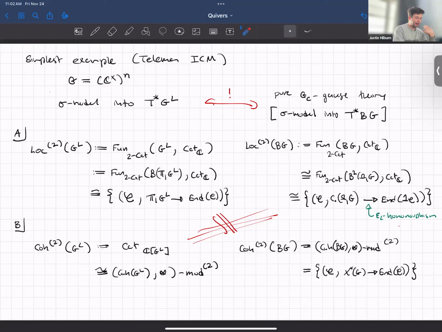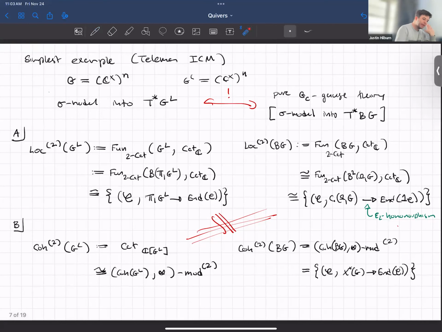And the simplest mirror pair is going to be the sigma model into the cotangent bundle of the Langlands dual group, which again is just going to be also a C star to the n, but it's going to be the dual one. And the mirror is going to be pure G gauge theory, or for the compact form, if you're a physicist. And so I like to think of that as just being something about the holomorphic symplectic manifold T star BG. Basically, whenever physicists talk about gauge theories, I just like to talk about stacks.